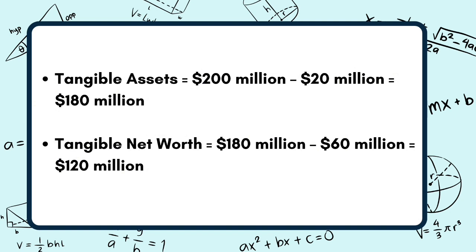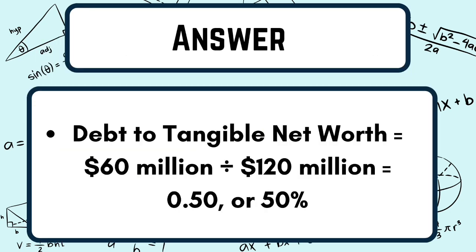From there, we will subtract total liabilities from the tangible assets balance, which results in a tangible net worth of 120 million. So the calculation is tangible net worth is equal to 180 million minus 60 million is equal to 120 million. In closing, we will divide our company's total outstanding debt balance by its tangible net worth, which comes out to 50%. So debt to tangible net worth is 60 million divided by 120 million is equal to 0.50 or 50%.